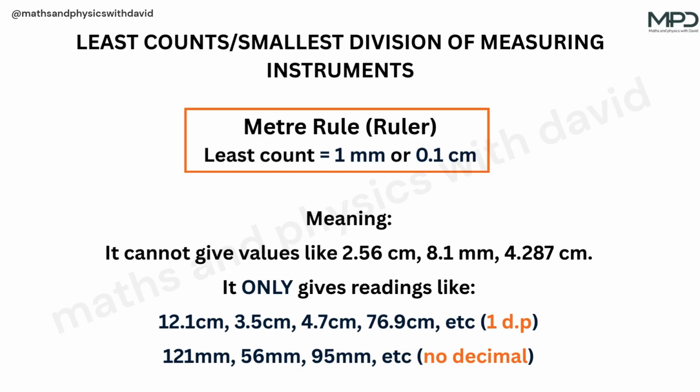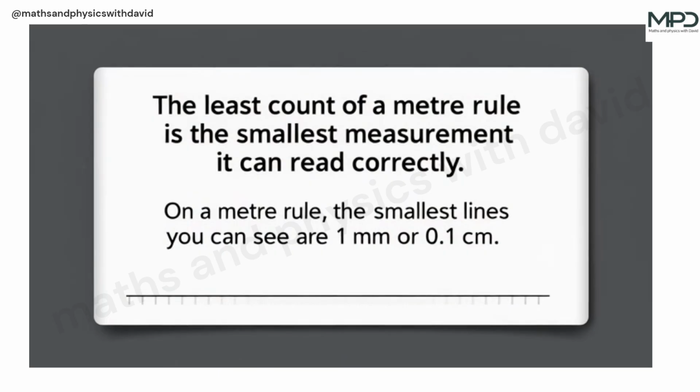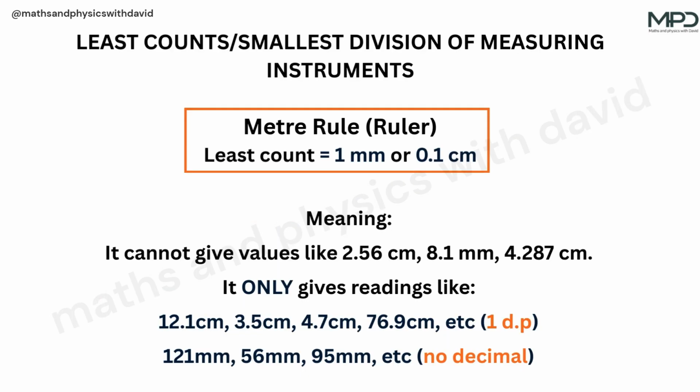Let's talk about the least count of these instruments. We will start with meter rule. The least count of a meter rule is the smallest measurement it can read correctly. On a meter rule, the smallest lines you can see are 1 millimeter or 0.1 centimeters. For this reason, a meter rule can only give reading up to 1 millimeter and 1 decimal place in centimeter.